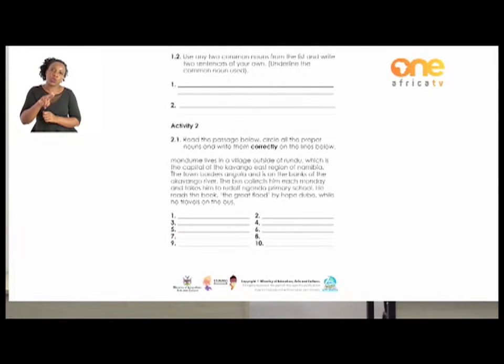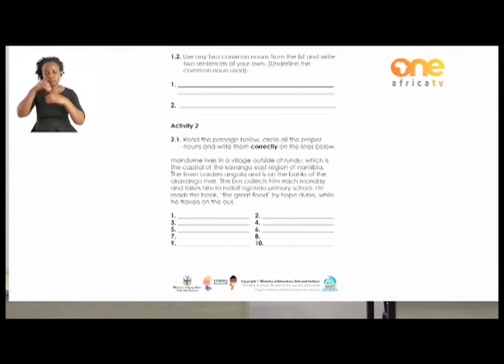Mandume lives in a village outside of Rundu, which is the capital of the Kavango East region of Namibia. The town borders Angola and is on the banks of the Okavango River. The bus collects him each Monday and takes him to Rudolph Ngondo Primary School. He reads the book, The Great Flood, by Hope Dube, while he travels to the bus.